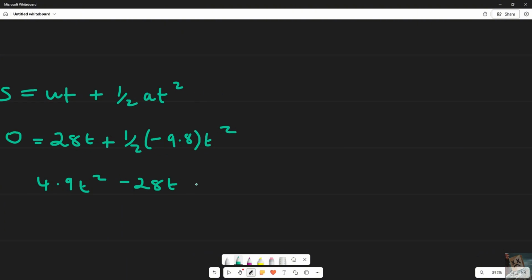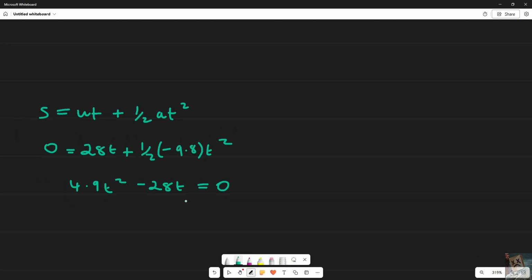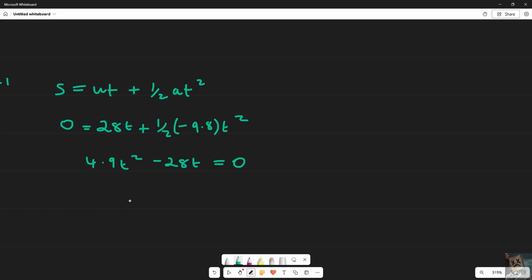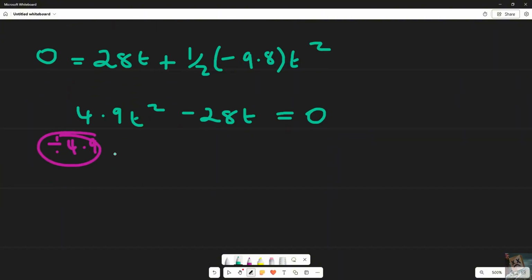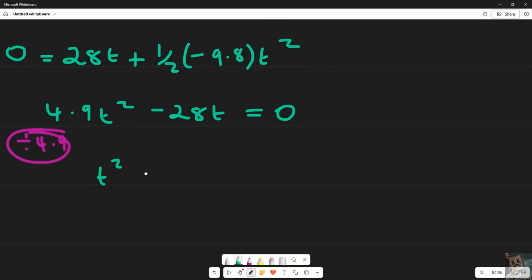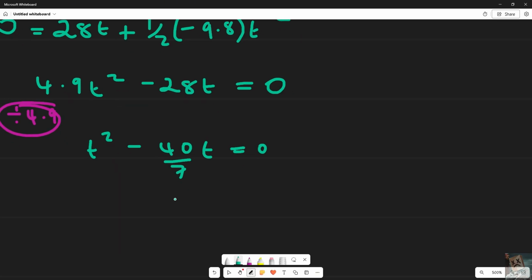4.9t squared minus 28t equals 0. And then we're going to see on the calculator, will 4.9 go into 28? I don't think it will. So it's giving me 40 over 7 as a fraction, but as a decimal it's a continuous number, so we're going to keep it as a fraction. So we're dividing the whole thing by 4.9. So now 4.9 divided by 4.9 is just 1, so t squared minus 40 over 7t equals 0.